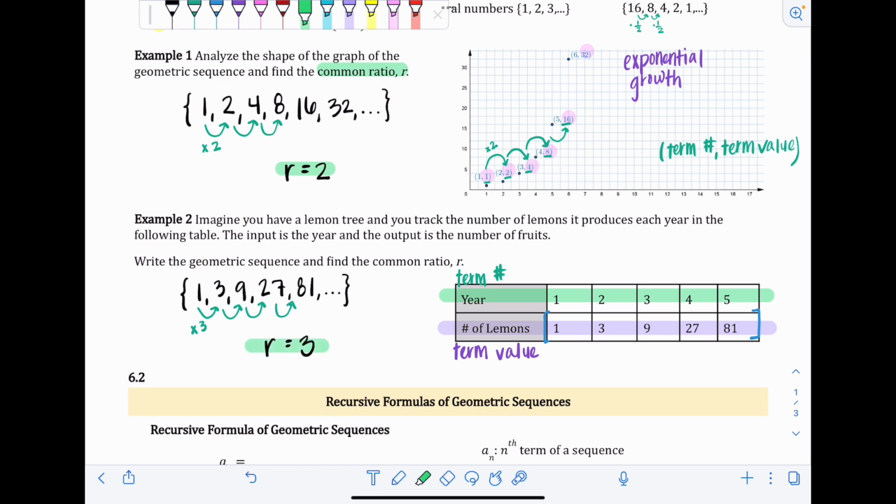Same thing here, if you ever can't find r that way, you can work backwards and divide one term by the term before it. So we could do 81 divided by 27, which is 3. We could do 9 divided by 3, which is 3, or even 3 divided by 1, which is 3.